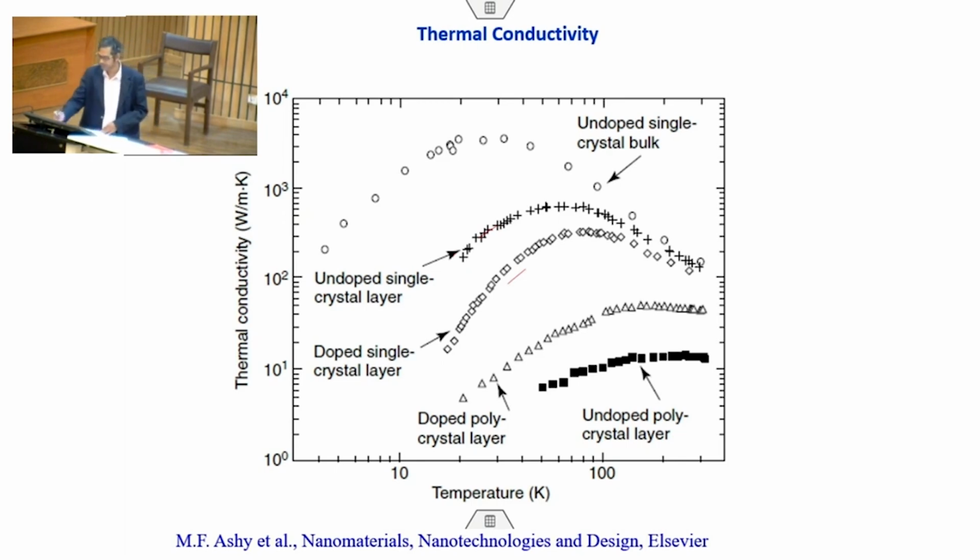This is the bulk. Okay, you see the bulk has a thermal conductivity of the order of almost 1000 at about 100 Kelvin. Okay, but the same thing is reduced extensively the moment you have a single layer silicon. So, especially at low temperature, this effect is more pronounced for polycrystalline silicon thin films, right. Polycrystalline means polycrystalline layers. Okay.